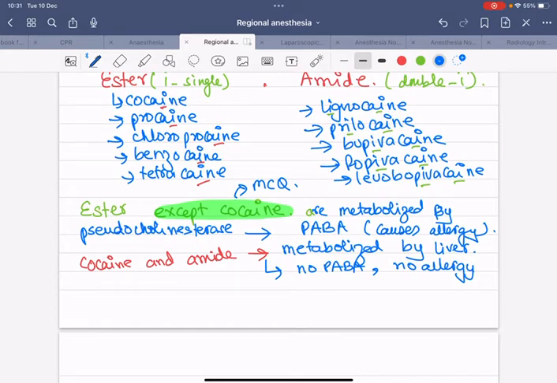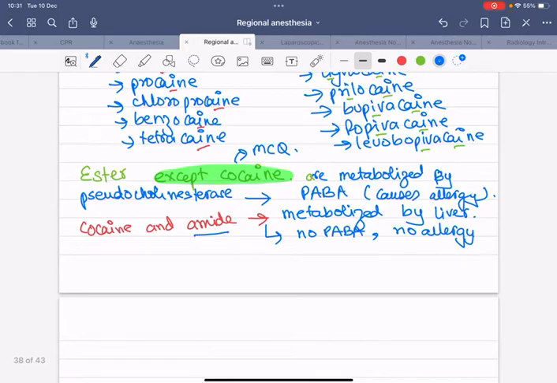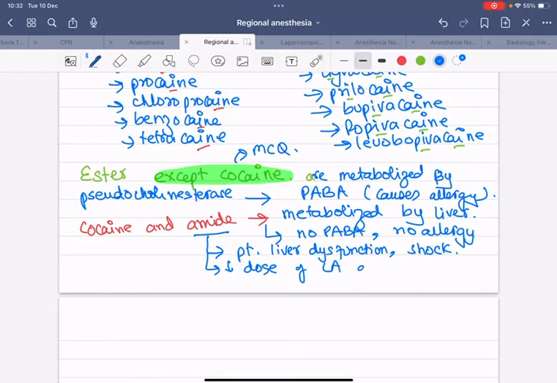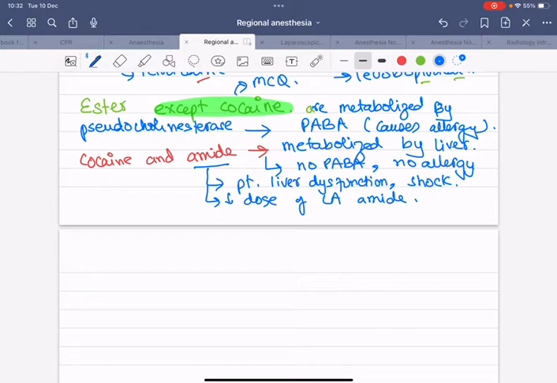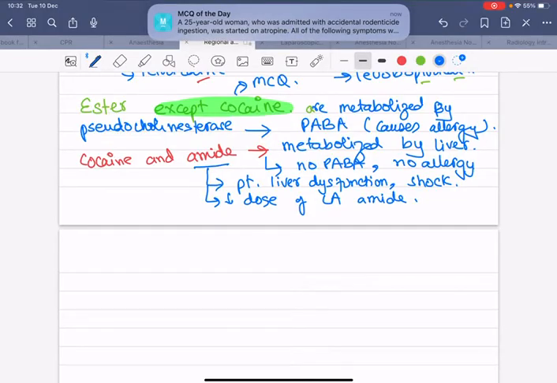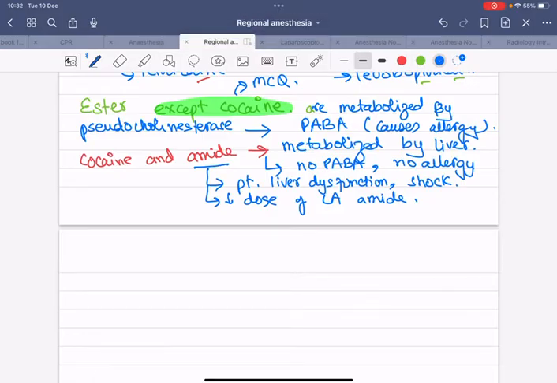And mostly we are using amide groups. When you are using amide groups, please remember, if the patient has liver dysfunction or the patient is in shock, in those patients I must reduce my dose of the local anesthetic amide group, because their metabolism is by the liver. In shock, the blood supply to the organs is already compromised, so we must reduce our dose because it can cause systemic toxicity in the patient.